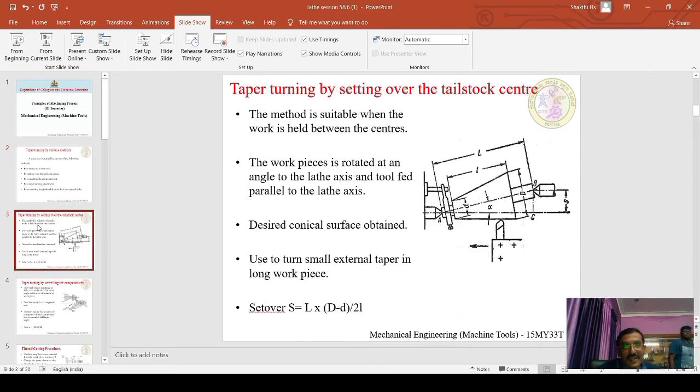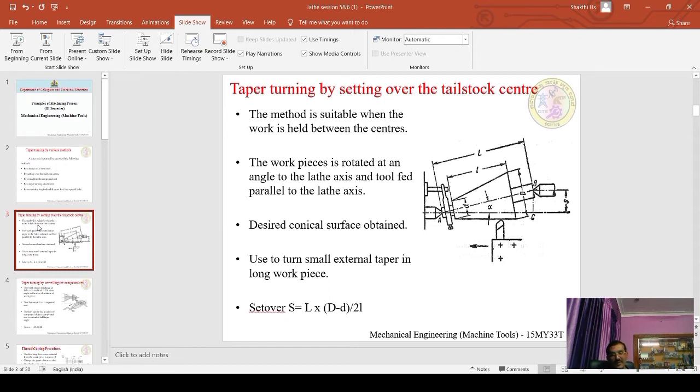Special lathe. Another topic is taper turning by setting over the tailstock center. This method is suitable where the work is held between the centers. The workpiece is rotated at an angle to the lathe axis, and the tool is fed parallel to the axis. This is very important in this turning method. Desired conical surfaces can be obtained. Small external tapers can be turned on long workpieces in this method.